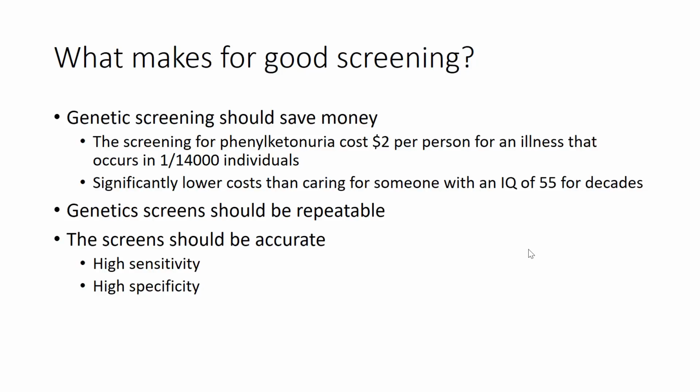So we aim for genetic screens that have high sensitivity and high specificity, but sensitivity tends to be the one given a little bit more weight if you have to make a decision where you have to emphasize one over the other.